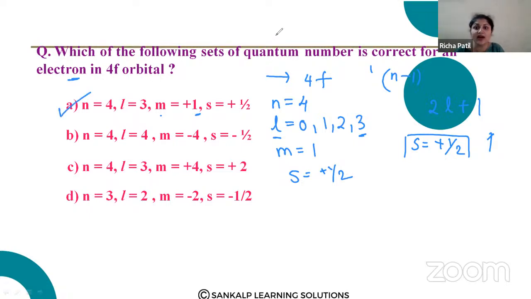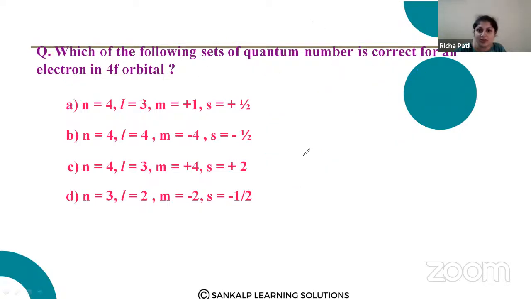They have asked only for one electron in 4f orbital, not all the electrons. If all electrons are there, then the M values will be more. It will range from minus L including 0 to plus L: minus 3, minus 2, minus 1, 0, plus 1, plus 2, plus 3. These are the values of M. The question is only for one electron, for which you are finding the set of quantum numbers. Okay, we'll go for the next question.